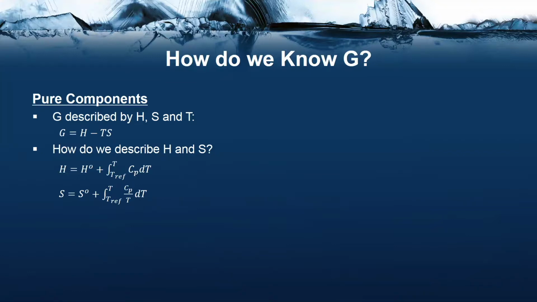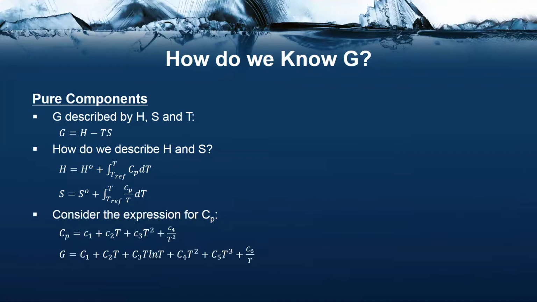In case of the entropy, we can calculate the exact value, as by definition, the entropy is 0 for a pure component at T equals 0 Kelvin. Considering that we can describe the heat capacity based on the temperature, as in this expression, utilizing constants and power functions of the temperature, we can develop an expression of G for a pure component as shown in this equation.